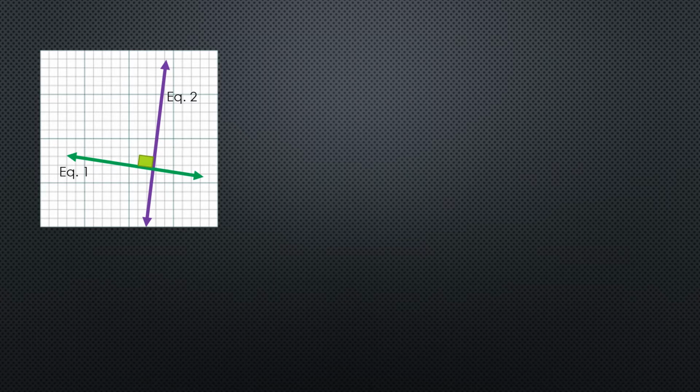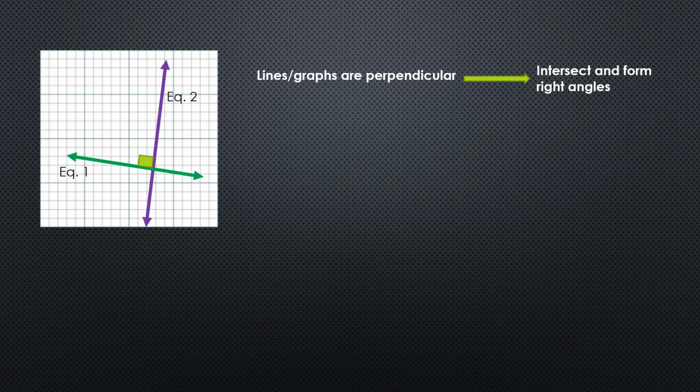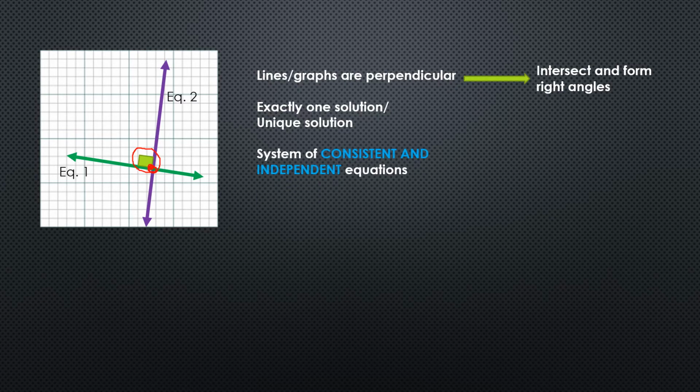This is a special case. As you can see, the lines or graphs are perpendicular. This means that they intersect and form right angles. And as you can see, we have here the right angle symbol. There is exactly one solution or unique solution because they have an intersection or a common point. So that is here. The system is also called consistent and independent.